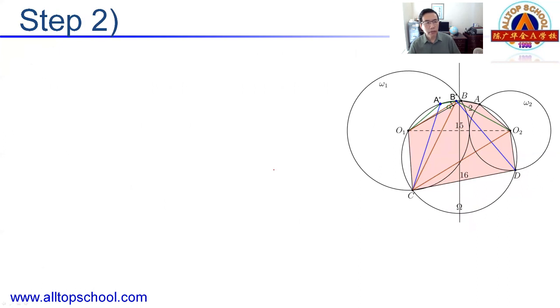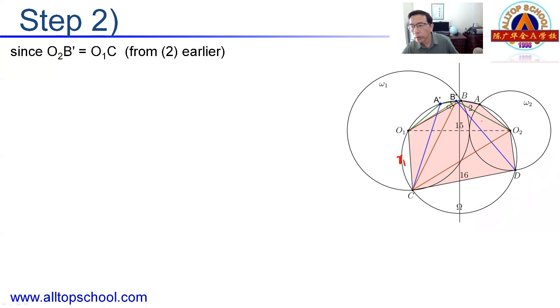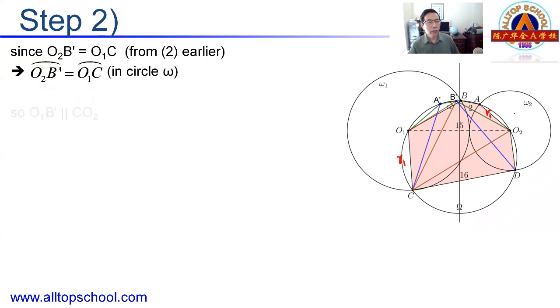Step 2, we're going to do this. You see, O2 B prime equals O1C. Okay, this one equals this one. Both will be equal to R1. Okay, and then we will get what? The two arcs will be the same. See, on the omega, this arc and this arc will be the same.